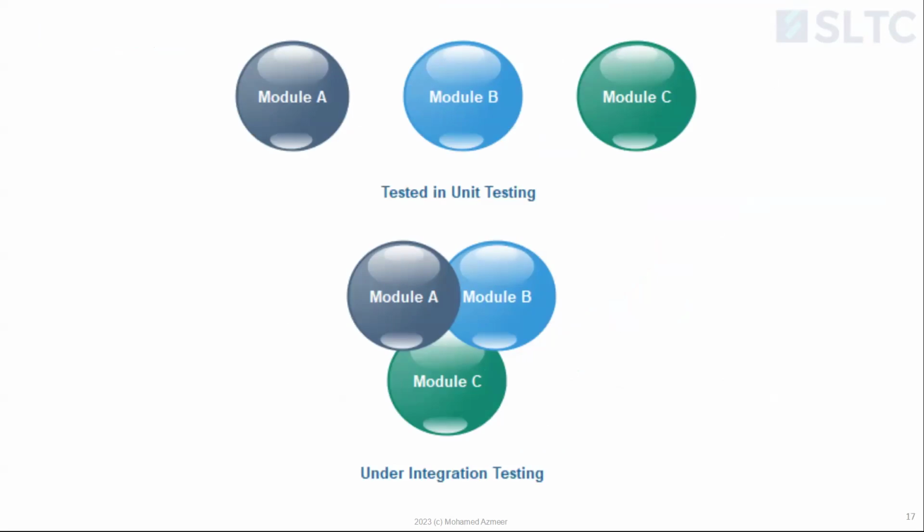So here's an example in a picture, right? In the previous one, unit testing, we had 3 units: module A, module B, module C, right? And when you put them together and test, what you're doing actually is integration testing, right? Under integration testing, they are all put together and working as a cohesive, combined unit. So these are individual units. This is the combined unit. So this is called integration testing.